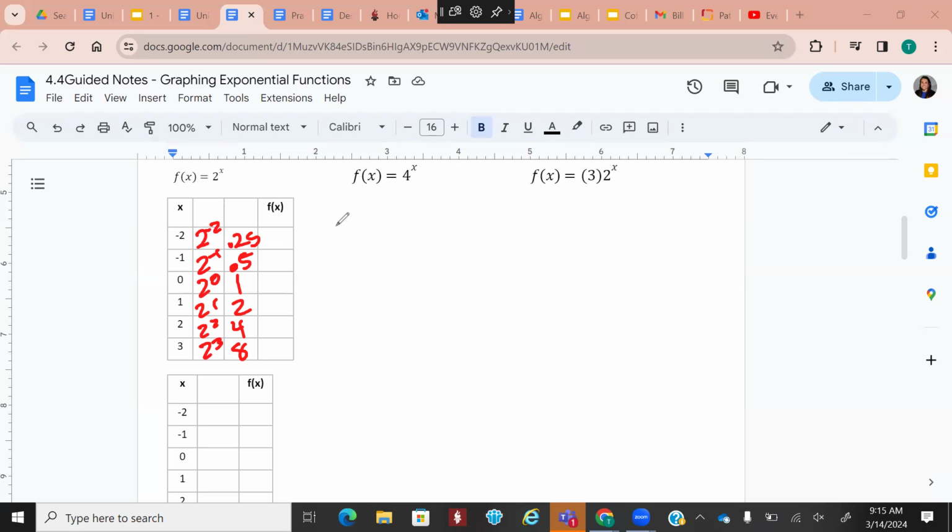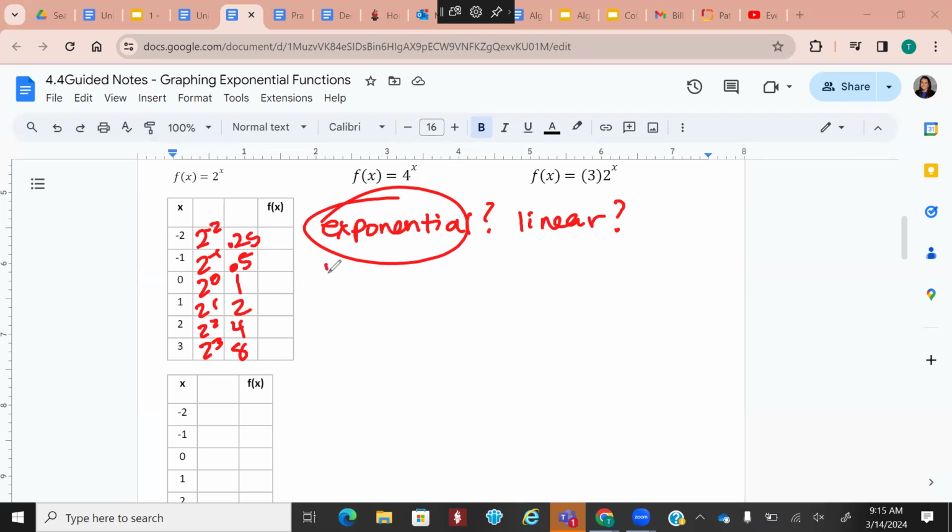Okay, first question for you. Is this exponential or is this linear? Which one? How? Because we're multiplying by what? We're multiplying by 2 each time. Does everybody see that? Multiplying by 2 each time. Yep. Okay. What is the y-intercept of this guy?